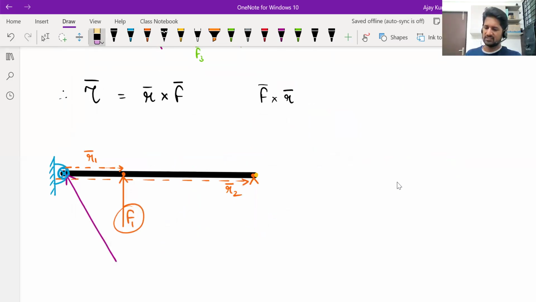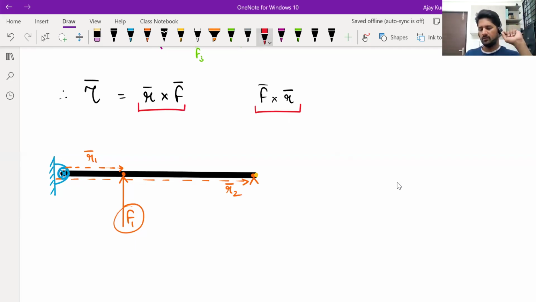Now what's the difference between R cross F and F cross R? The sense of rotation will be different. The direction will be opposite. So which direction exactly it is, we want to find out. Here the torque produced by F1 has to be anti-clockwise, we know that. Now we have to decide which of these cross products is anti-clockwise. Whichever is anti-clockwise, that becomes the formula.